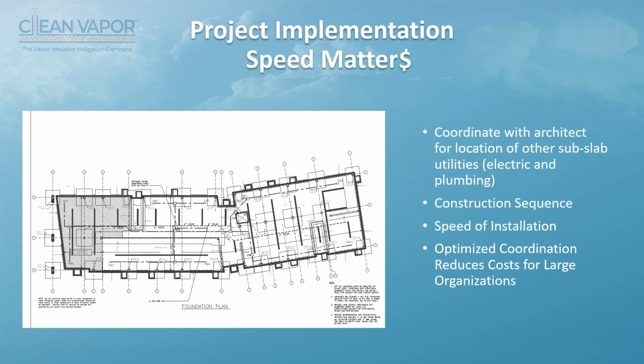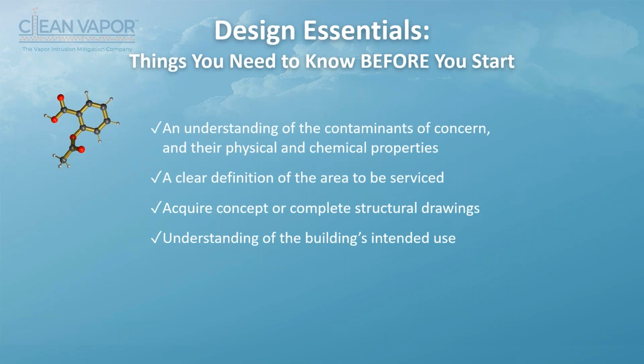Now, with today's interest rates, this is even more critical than it was just a few years ago, because these investors are putting up money and they don't see a penny back until this space is occupied. And the last thing you want to do is be the vapor contractor that held up the production of a building. So, design essentials. These are the broad-based things that you need to know before you get started. You want to understand what the contaminants of concern are. We've talked about that. You want a clear definition of the building area that needs to be serviced.